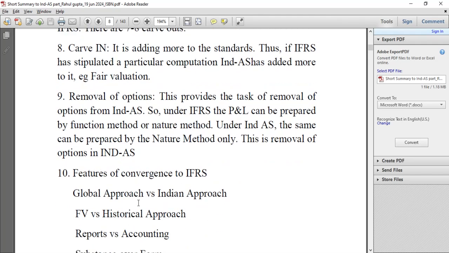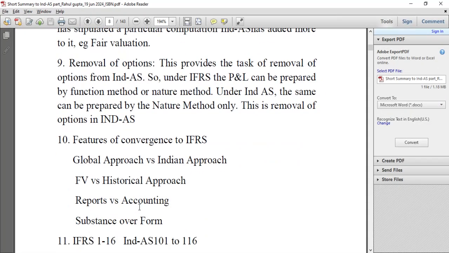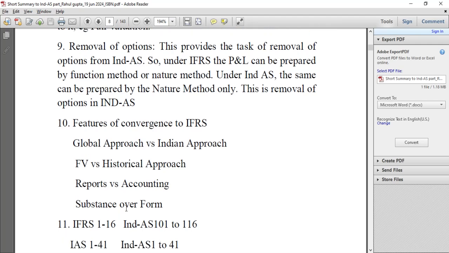Features of convergence to IFRS: global approach versus Indian approach, fair value versus historical approach, reports versus accounting, substance over form.